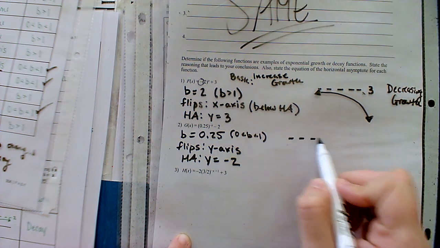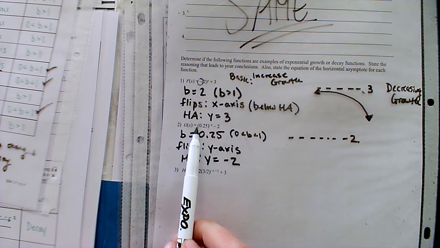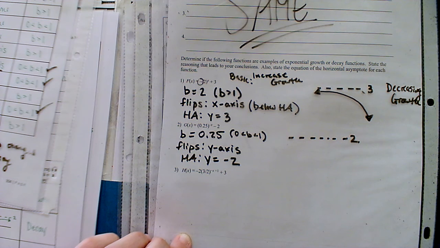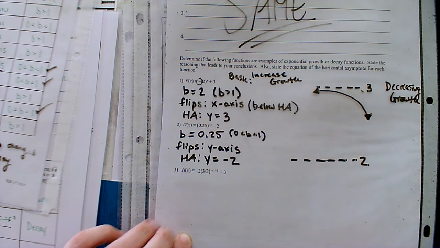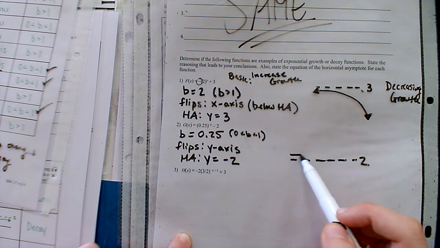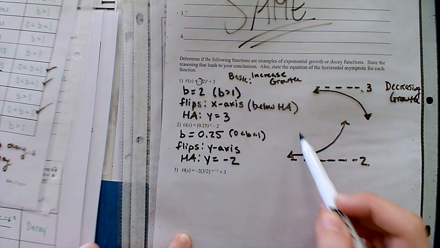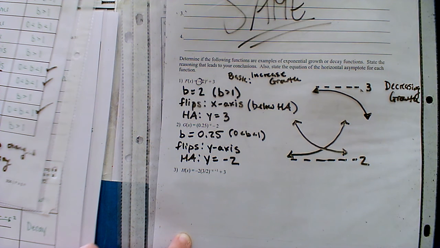-2. Okay, so let's go ahead and draw a rough sketch. Horizontal asymptote, -2. Since my leading coefficient is not negative, I should be above the horizontal asymptote. So maybe I'll draw that down here a little bit more. Okay, so we need to have a graph somewhere up here. And if you think about your options, you either have increasing growth or decreasing decay. We have to figure out which of the two it is.